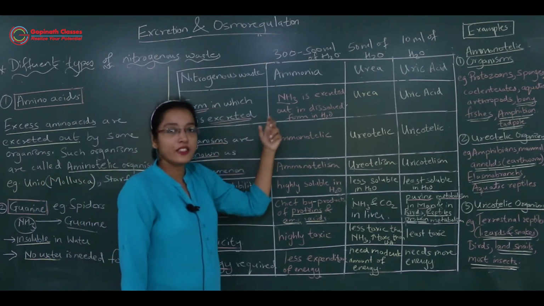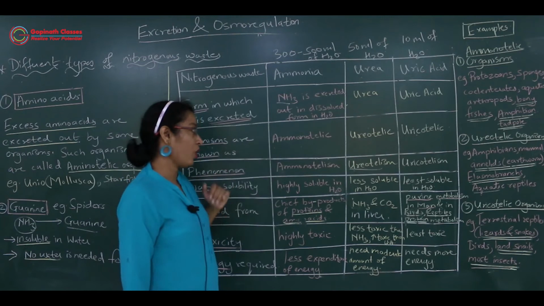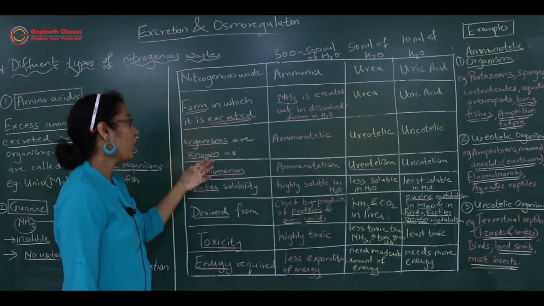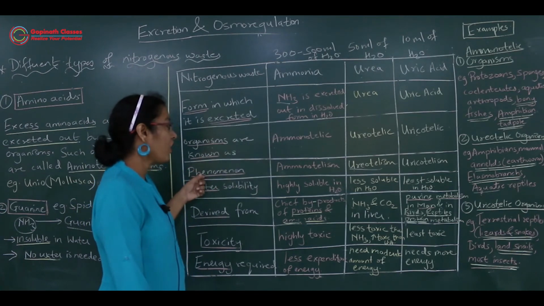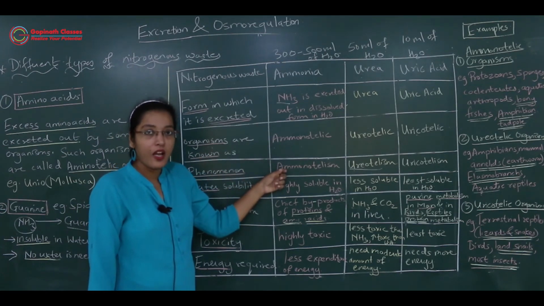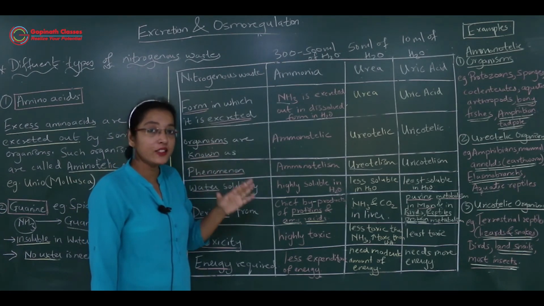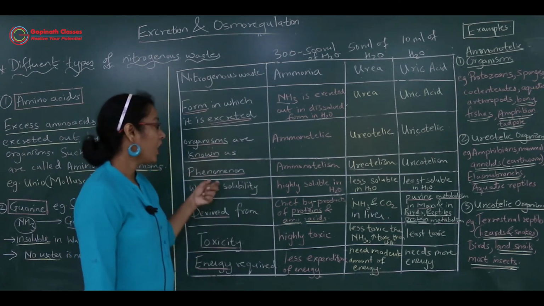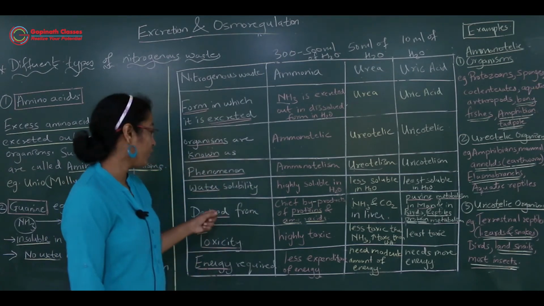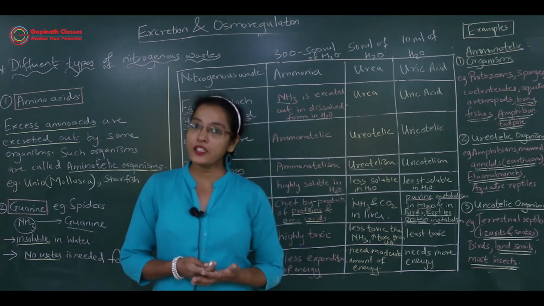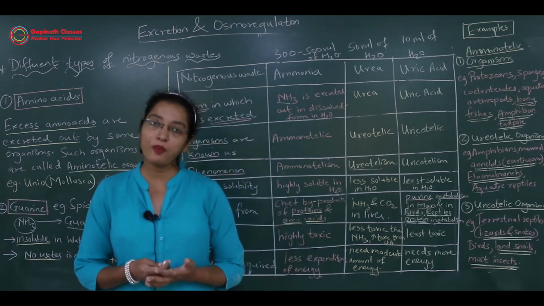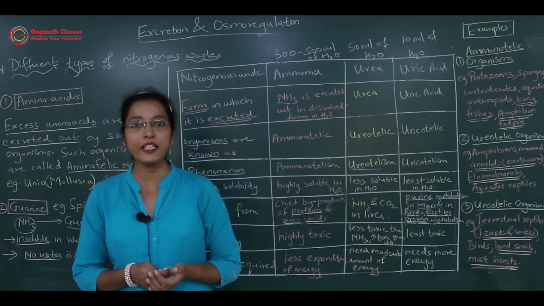Ammonia is excreted in the dissolved form in water. Okay, and these organisms are known as ammonotelic organisms, the phenomenon is ammonotelism, and solubility: it is highly soluble in water. Ammonia is highly soluble in water, and where is this ammonia derived from? Basically it is formed due to metabolism of proteins.